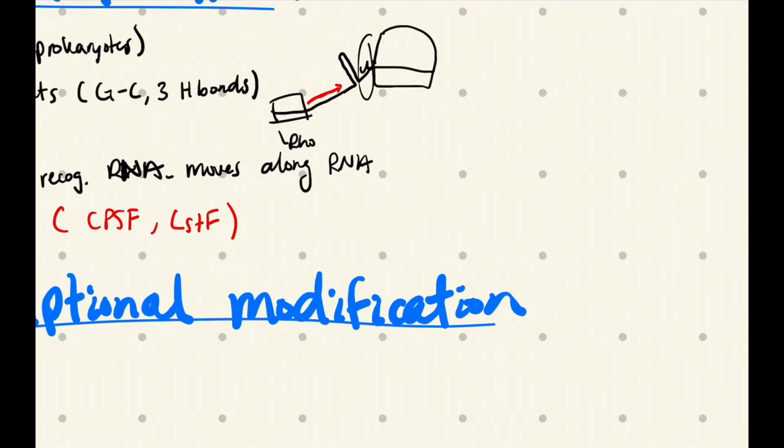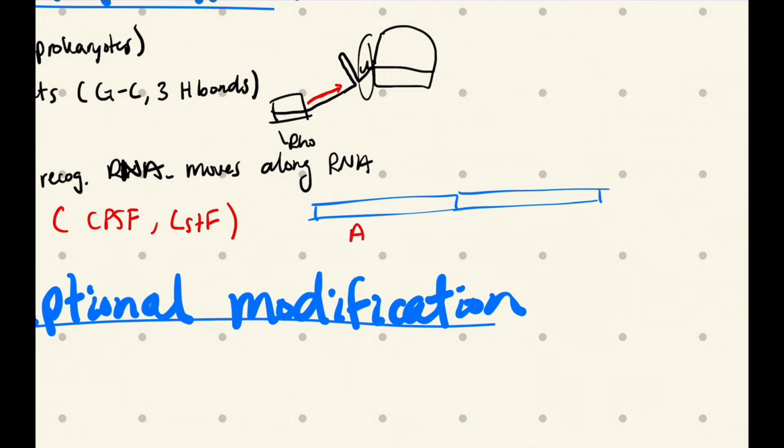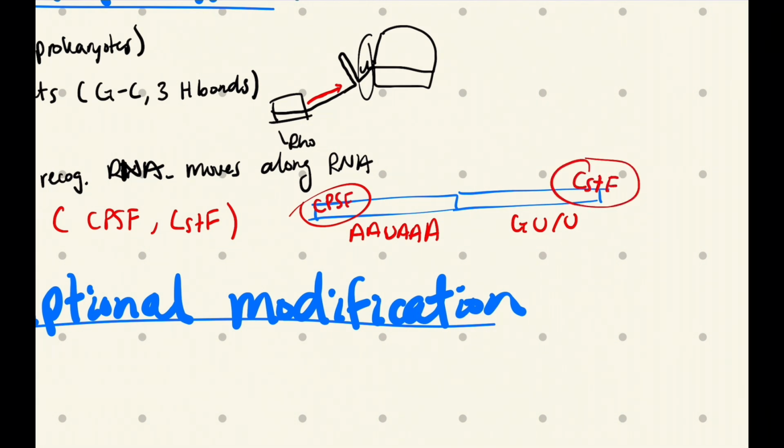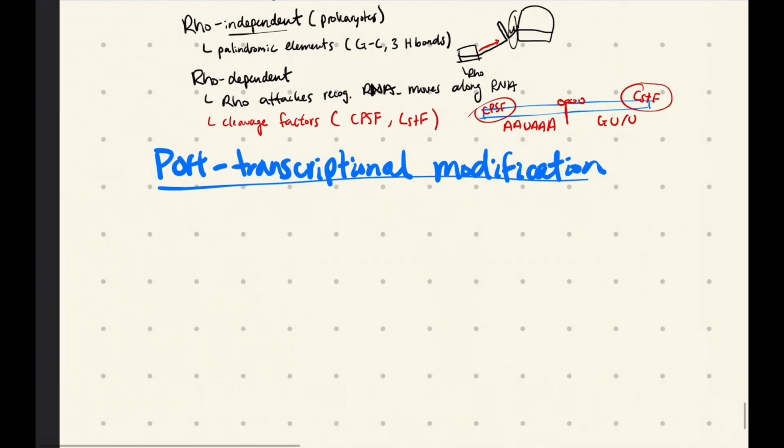Now, you don't have to know this for your exam, but it's just kind of interesting, so I'm just going to outline it. Just keep in mind that you don't have to actually know that this is going to be AAUAAA rich, and then the other one is just going to be GU or U rich, okay? So essentially, you're just going to have CPSF bind right here. You have your CSTF bind right here. And then you have a bunch of cleavage factors, and it's just going to cleave that bond. And you're just going to separate these two strands, okay?